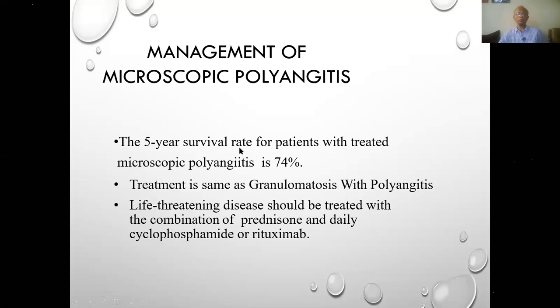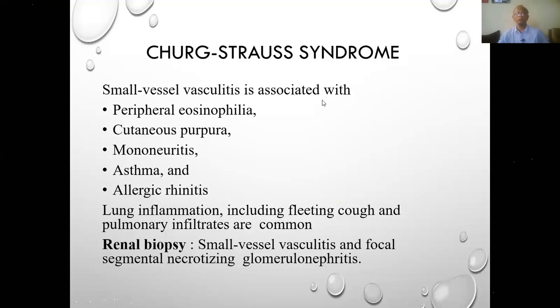Management: 5-year survival rate for patients with treated microscopic polyangiitis is 74%. Treatment is same as granulomatosis with polyangiitis. Life-threatening disease should be treated with the combination of prednisolone and daily cyclophosphamide or rituximab. Now comes to the Churg-Strauss syndrome. A small vessel vasculitis is associated with peripheral eosinophilia, cutaneous purpura, mononeuritis, asthma, allergic rhinitis, lung inflammation, including fatal cough, and pulmonary infiltrates are common. The renal biopsy shows a small vessel vasculitis and focal segmental necrotizing glomerulonephritis.